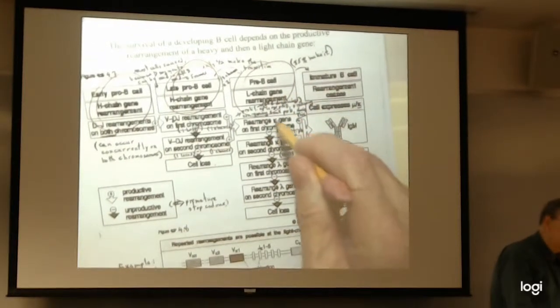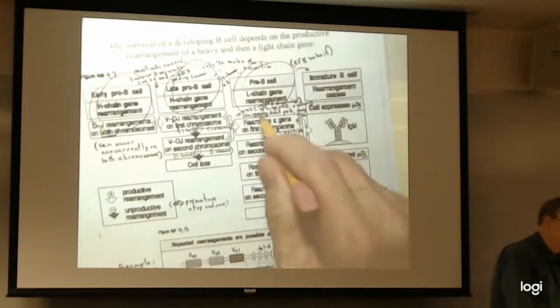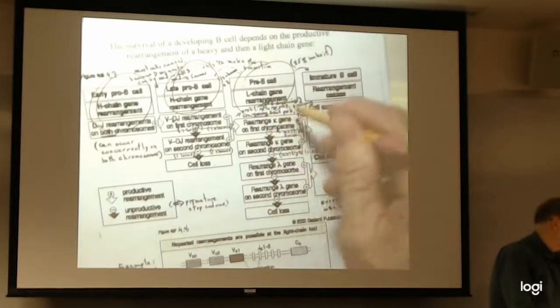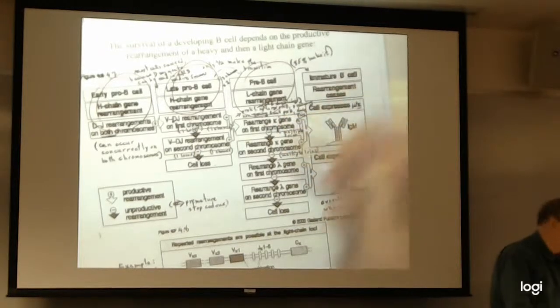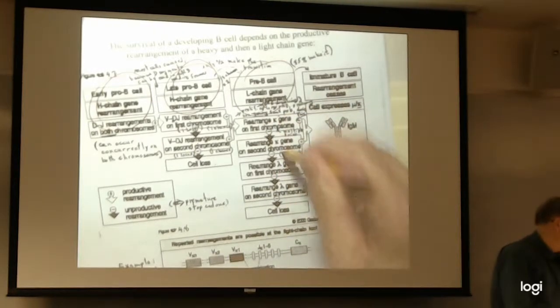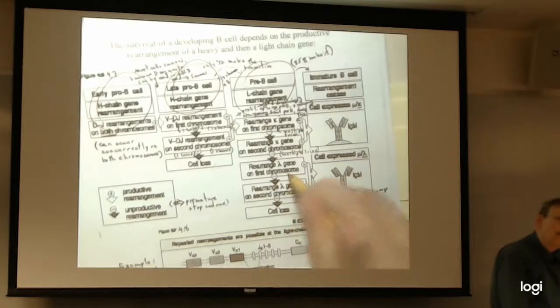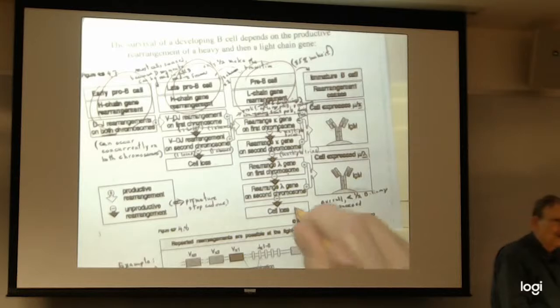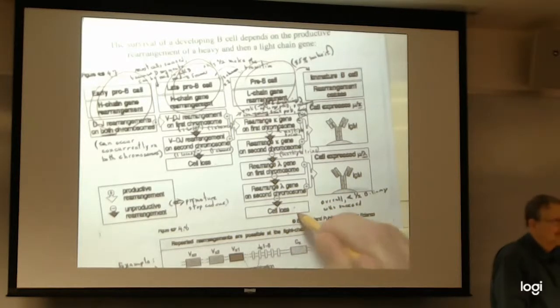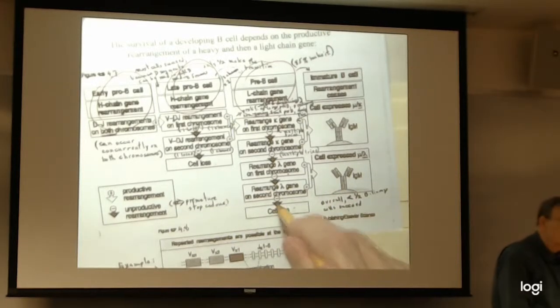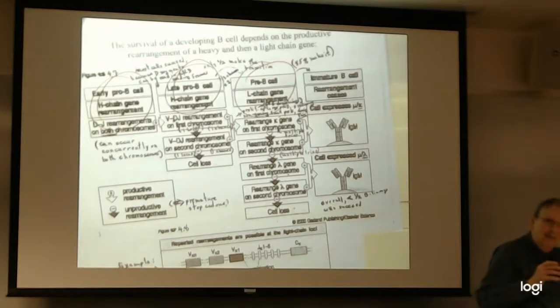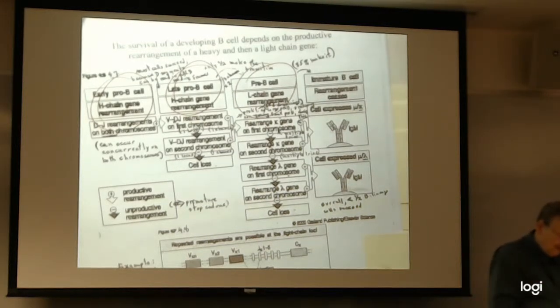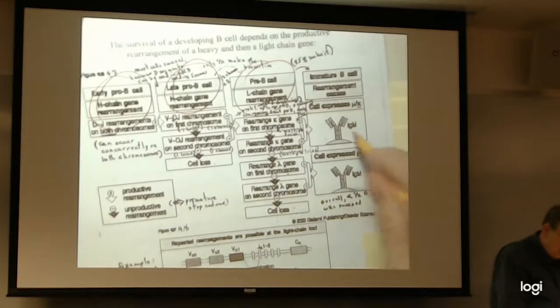You try first to make a kappa light chain. You work on one of the chromosomes. If that doesn't work, you go to the father chromosome. If that doesn't work, you go to the mother chromosome. If that doesn't work, you go to the father chromosome with the lambda chain. I've lost track of mother and father here, but you go to the mother and try to do the same thing. So you get lots of chances. So you have pretty good success when you make a light chain.